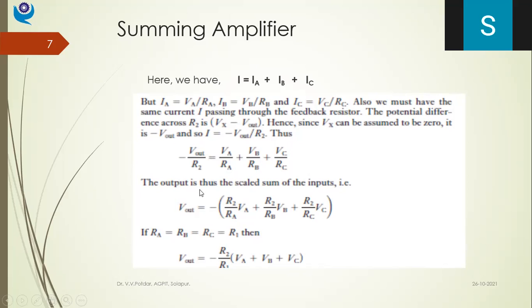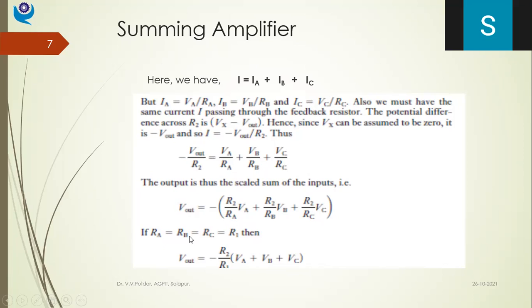The output is thus the scaled sum of the inputs. That is why it is called a summing amplifier. I take this R2 to the other side and multiply it on the right hand side everywhere. So Vout will be equal to minus into the bracket: R2 by RA into VA plus R2 by RB into VB plus R2 by RC into VC. This is the scaled sum. What does scaled mean? R2 scales each of the inputs.